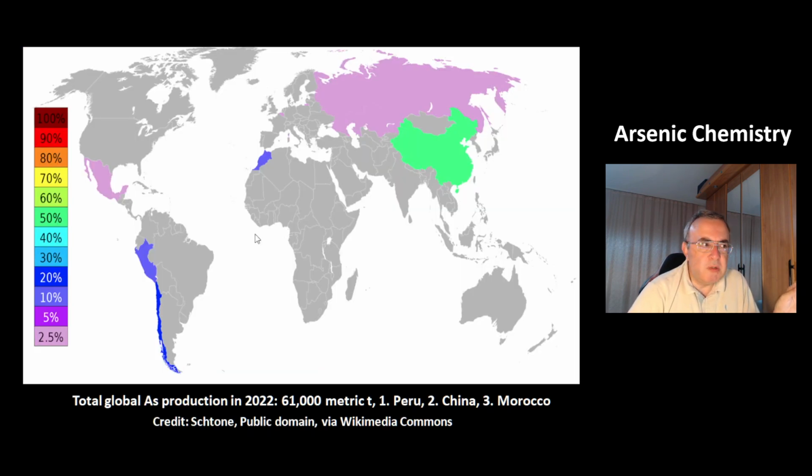The total global arsenic production in 2022 was 61,000 metric tons. Number one producer was Peru, number two China, number three Morocco.